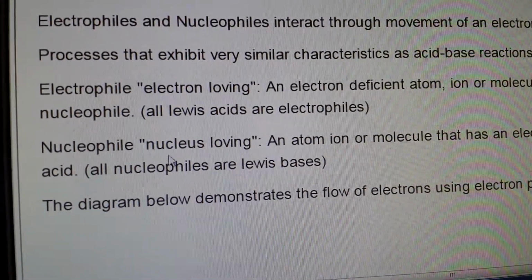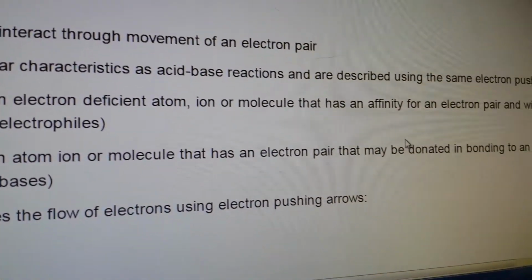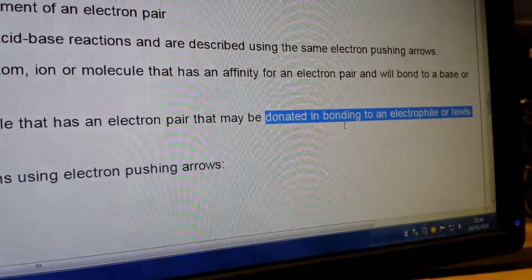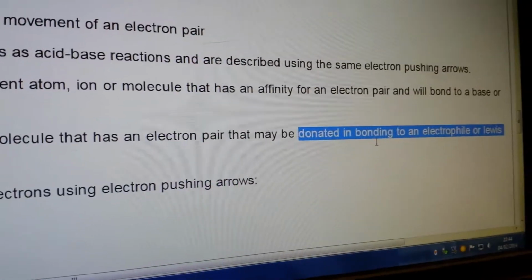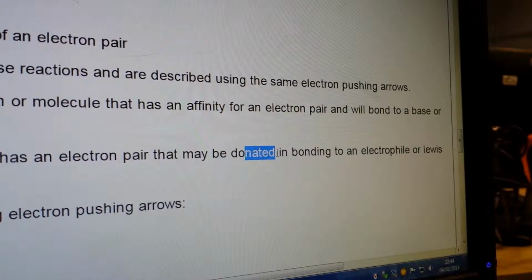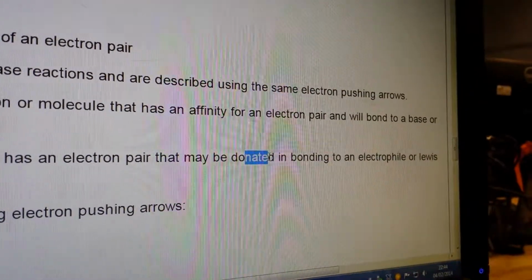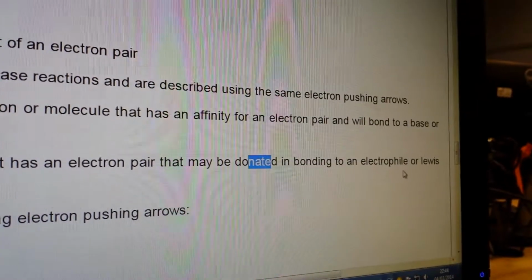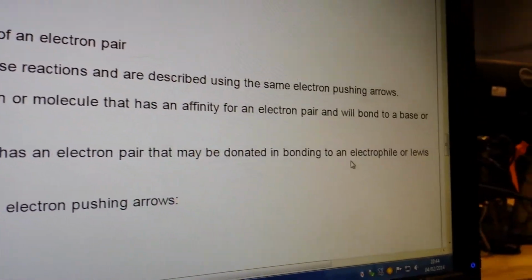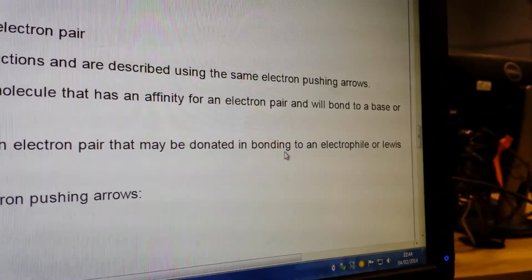They love electrons. Nucleophiles, nucleus-loving, are an atom or molecule that has an electron pair that may be donated. So it is going to donate electrons by bonding to an electrophile. This is a relationship in which one thing gives electrons and the other thing accepts electrons.